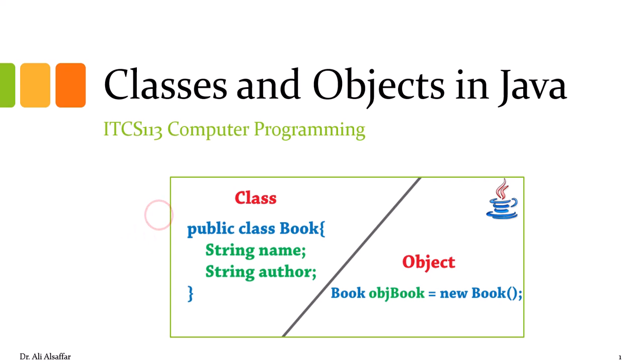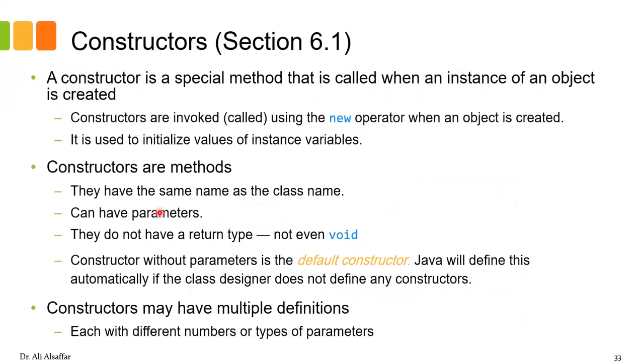Constructors are defined inside the class, and their purpose is to initialize the object. They are used to initialize values of instance variables. A constructor is a special method that is called automatically when an instance of an object is created. So you don't call it by using dot. Whenever you write new, it will be called automatically. Constructors are invoked using the new operator when an object is created.